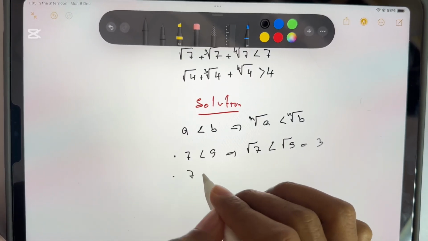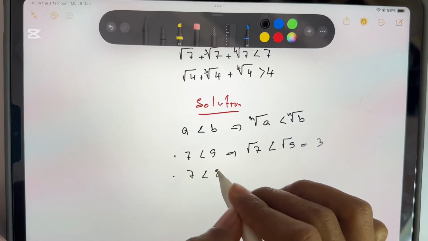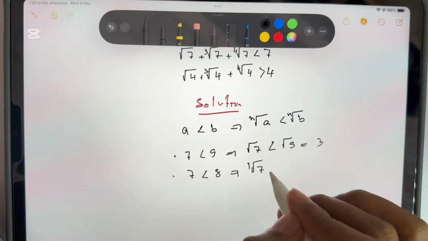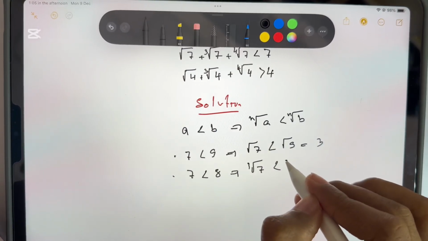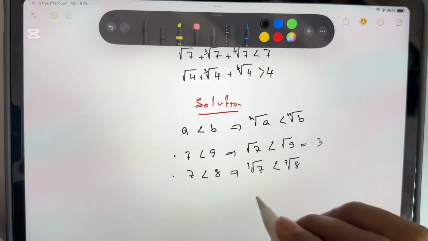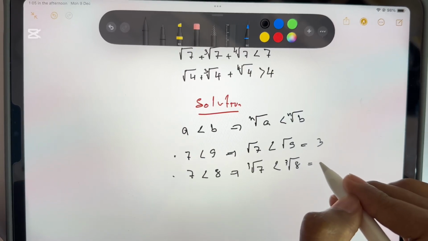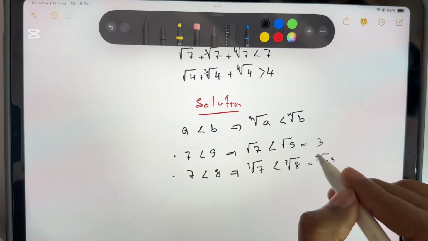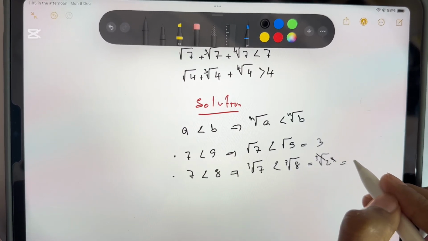7 is also smaller than 8, so the cube root of 7 is smaller than the cube root of 8. The cube root of 8 is the cube root of 2 to the power 3, and 3 cancels with 3, so it equals 2.